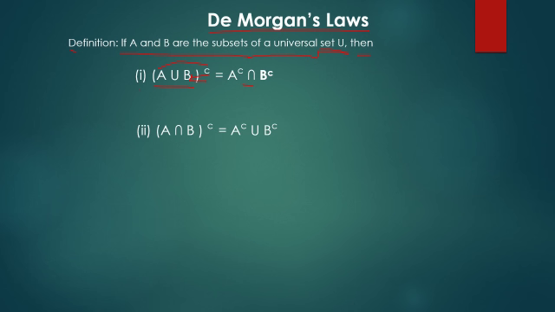The second one, the whole complement of A intersection B, is equal to A complement union B complement. Now we prove them.